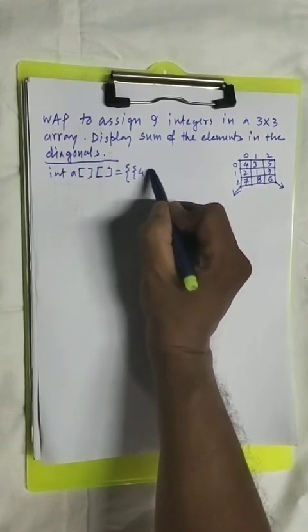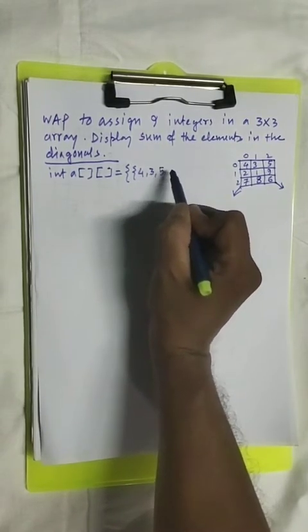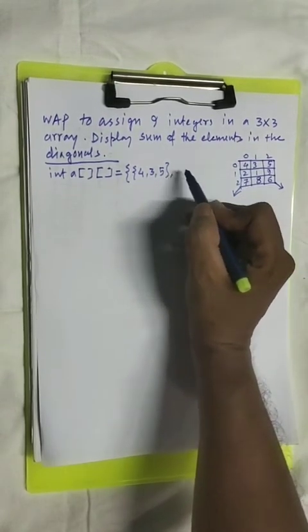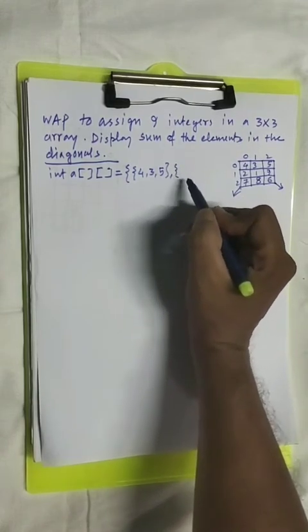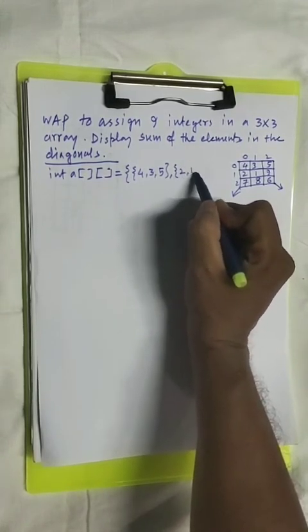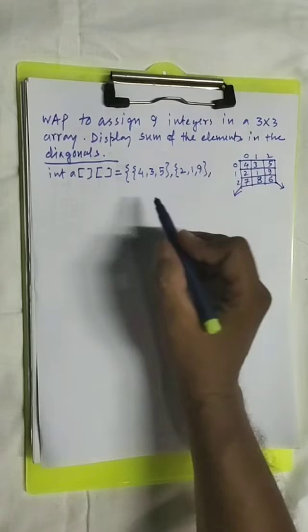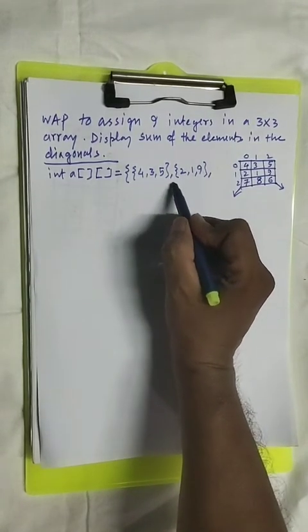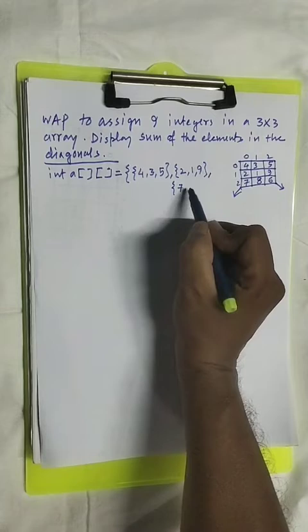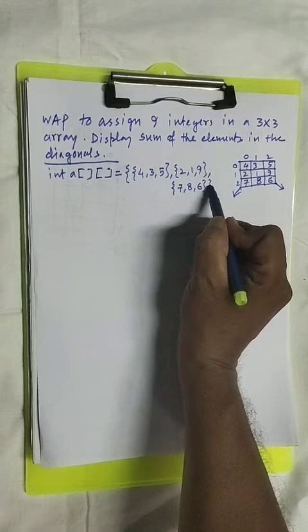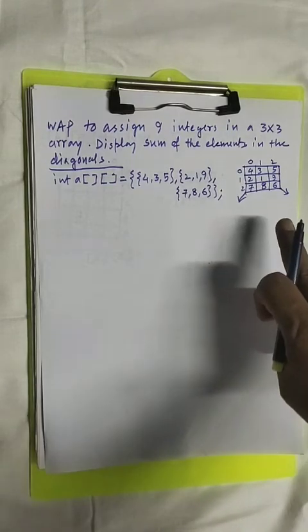So straightaway we'll assign 4, 3, 5, 2, 1, 9, then again 7, 8, 6. Then put one semicolon. By this line we have assigned these numbers in the array, and the array will look like this.